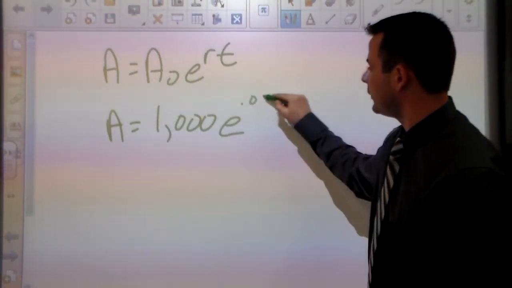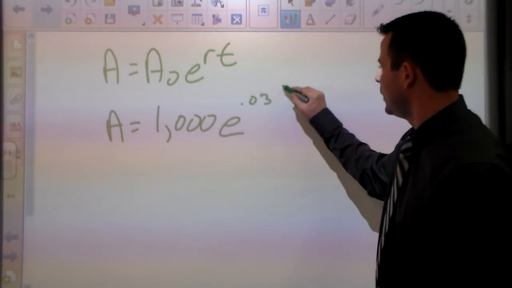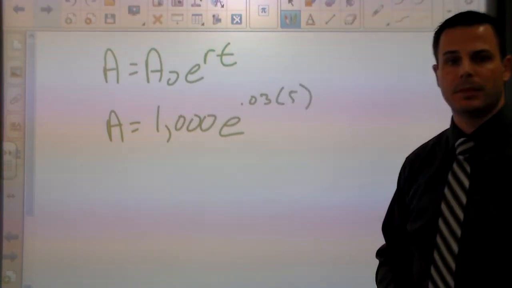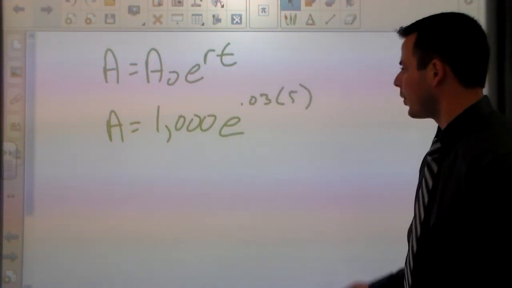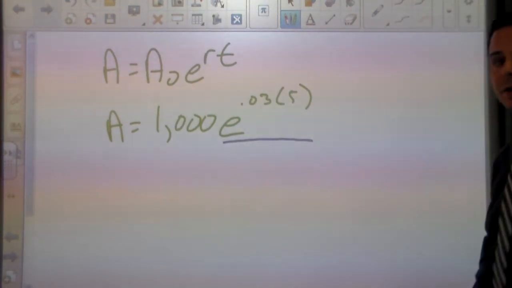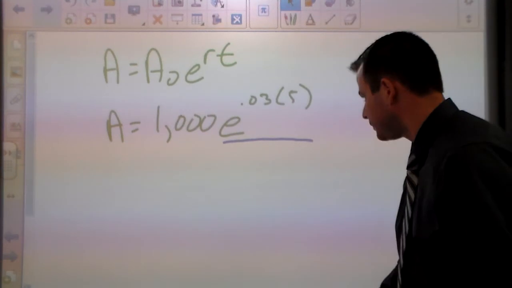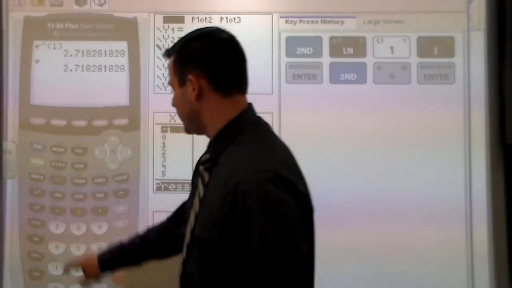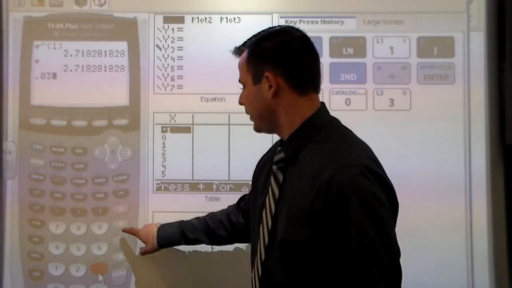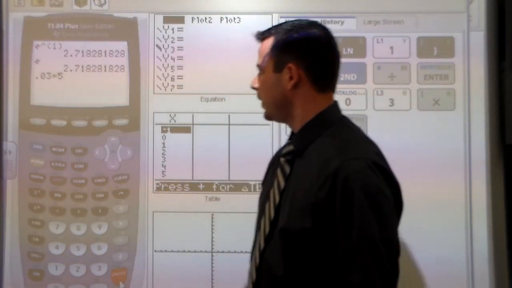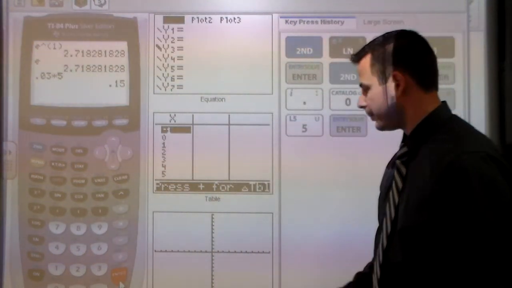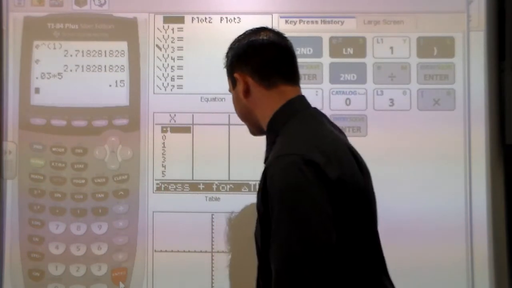Make sure you're expressing this as a decimal, so 0.03 for 5 years. So now let's just recall the order of operations here. Let's calculate e to that power, and then we'll multiply it by 1,000. So we're going to do 0.03 times 5. That was the exponent of my exponential. So it's e to the 0.15.